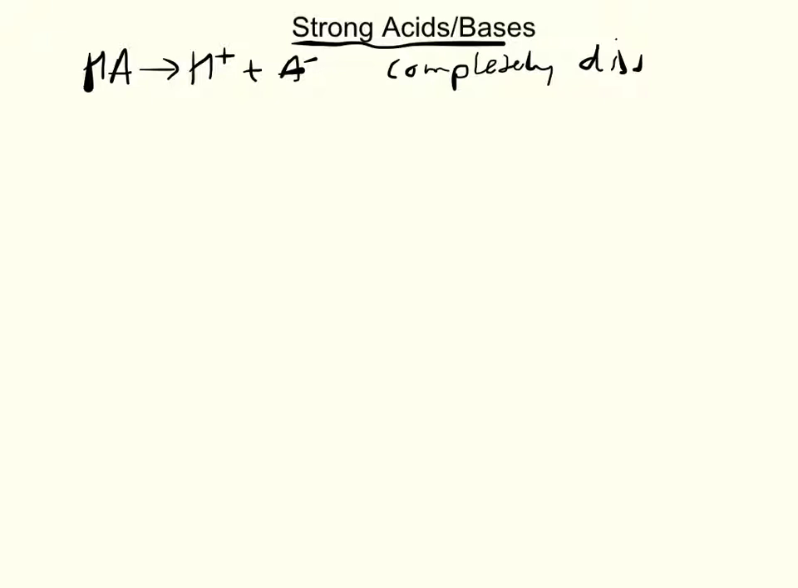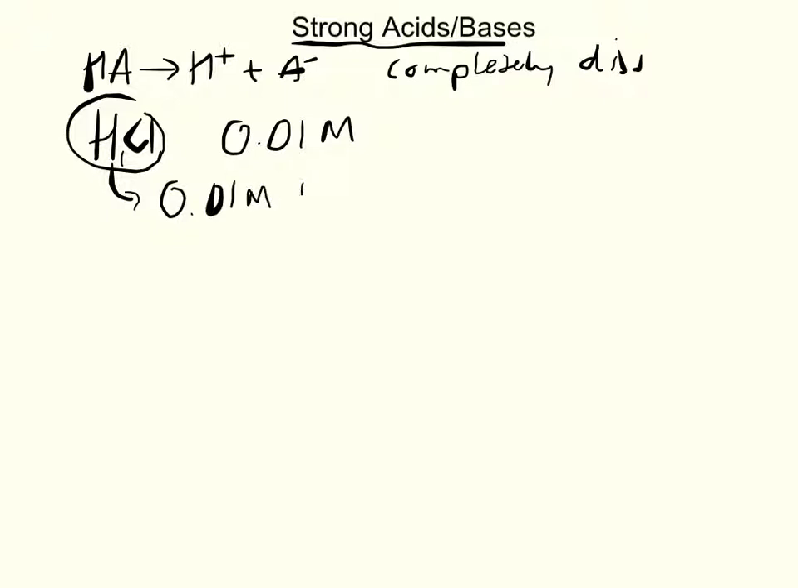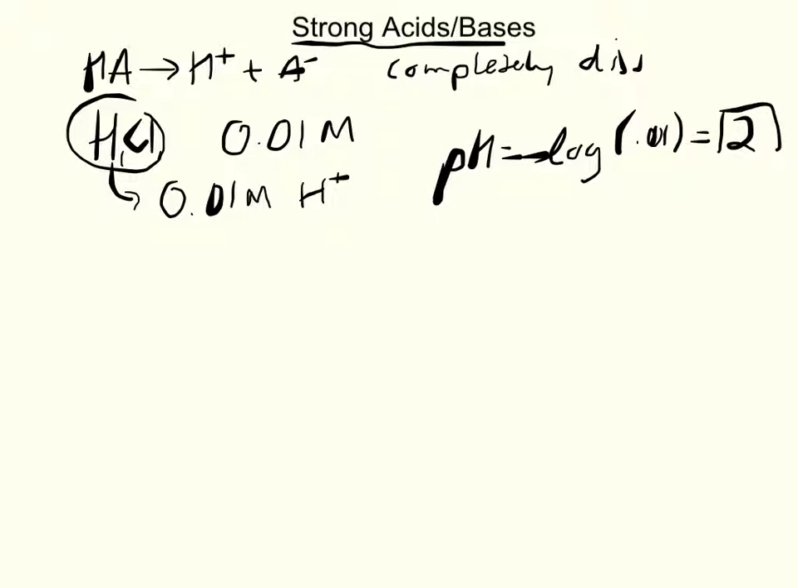So instead, if we were given a compound like HCl, let's use a different concentration. Let's say it has a concentration of 0.01 molar. We know that since there's a 1-to-1 ratio of hydrogen to chlorine, we're also going to have 0.01 molar H+. So if we wanted to calculate the pH of this, it would just be pH is equal to the negative log of 0.01, which is equal to 2. No Kas, no ice tables needed, but that only works for strong acids and strong bases.